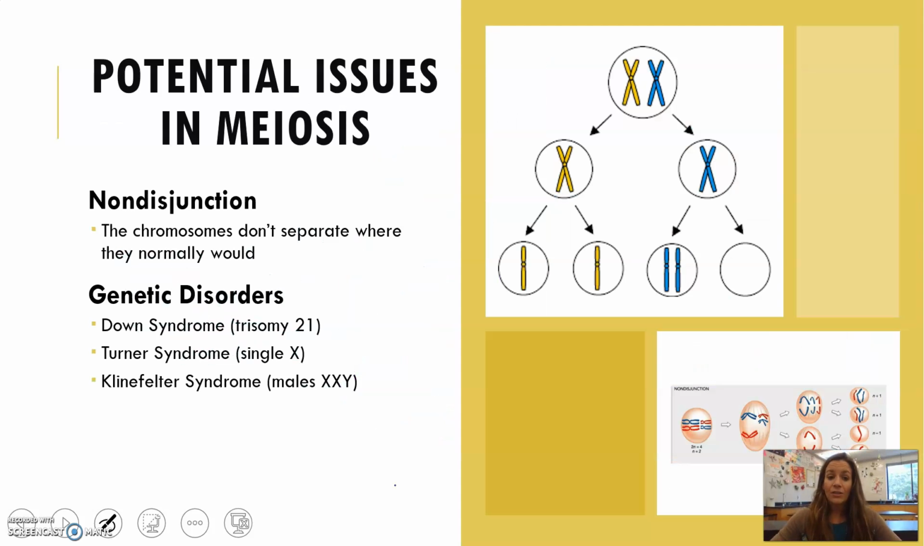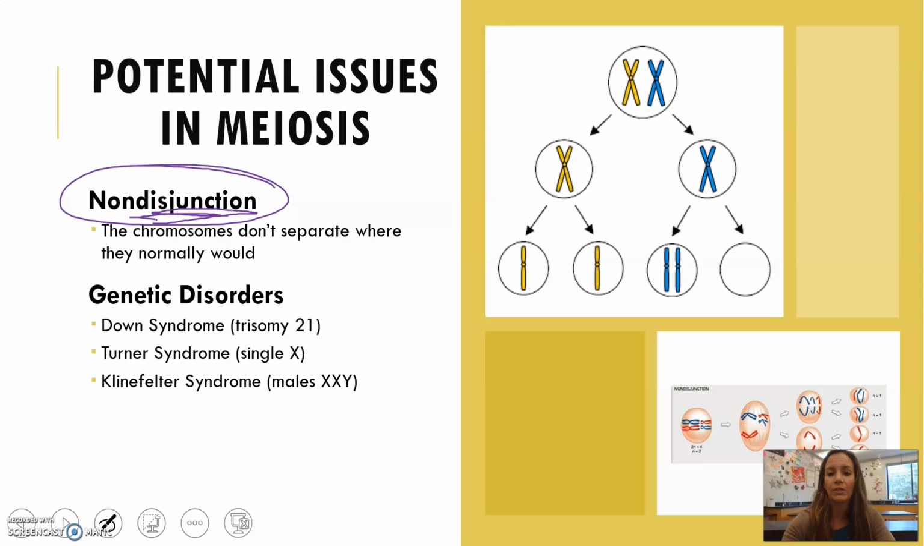And then lastly, back to those potential issues. So we talked about how you can have extra chromosomes, but how does that happen? Well, that term is called non-disjunction. So this is when chromosomes don't separate where they normally should. So disjunction means to separate or disjoin, and non-disjunction means not separating. So failure to separate when they're supposed to. So this is how you get your genetic disorders, because you end up with a sperm or an egg cell that has an extra chromosome or it's missing a chromosome.